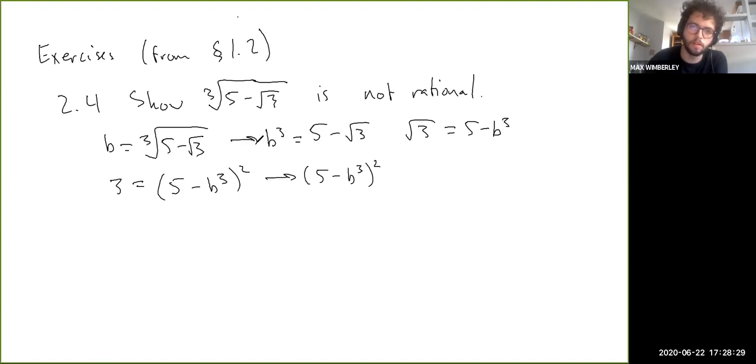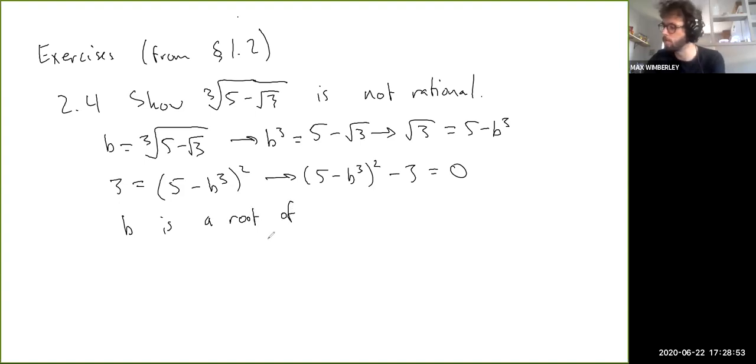And then if you subtract 3, now we have a polynomial over here, if you just distribute this out. So b is a root of the polynomial x to the 6th minus 10 x cubed plus 22, well, anyway, so that's a polynomial.